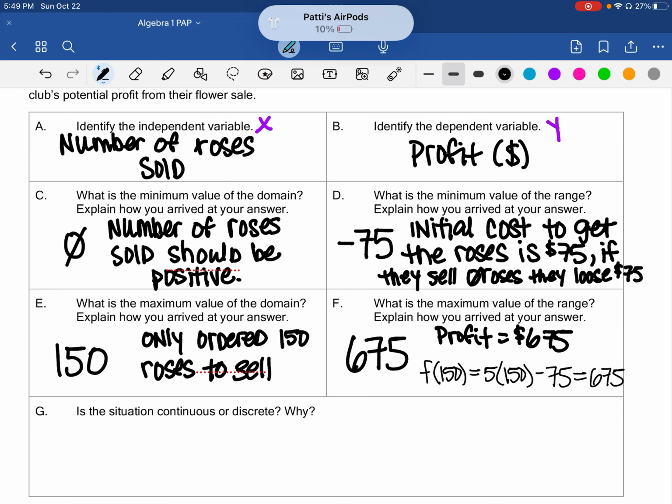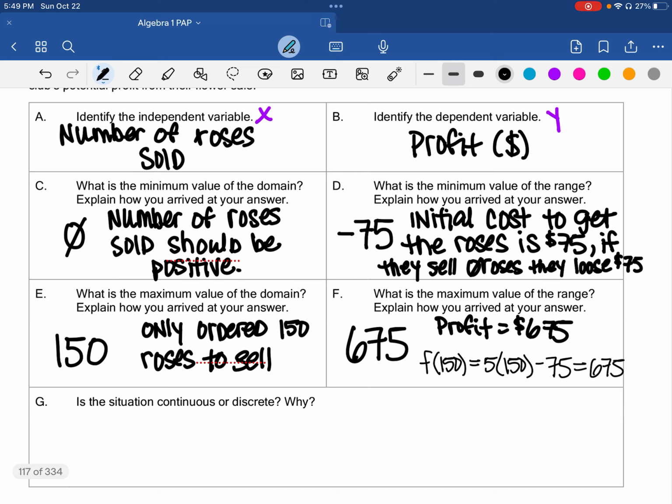Is the situation continuous or discrete? So I have to think about what my x value is, not my y. Let me go ahead and color that in. It should have been a different color. So I'm going to go over here and I'm looking at my roses.